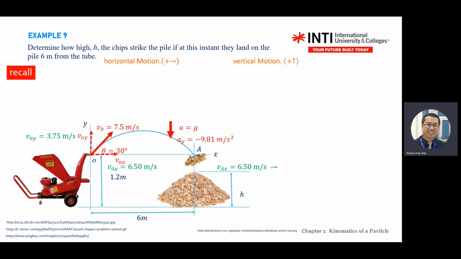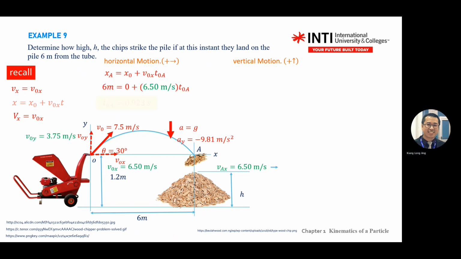So horizontal motion, vertical motion, recall the equations that we derived, these three. Then you apply. For the first one, you know already. Then you go to the second equation. X, you focus on A, 0 to A. So you substitute X equal to, X is the final location, so X sub A, equals the initial position, X0, plus V0X times T, from origin to A.